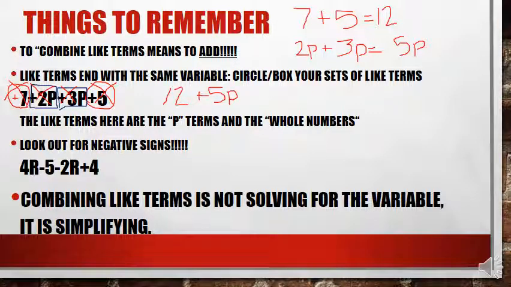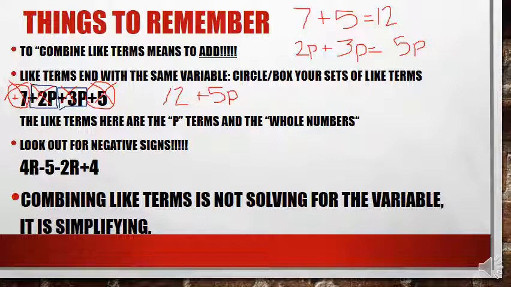You cannot combine this 12, this whole number, to this 5p. You can't do 12 plus 5 gives me 17p. You cannot do that. If this was a 12p, you could do that. But because it's a 12, there's no way we can just combine it to this p. I want to keep that in mind. It has to end in the same variable.